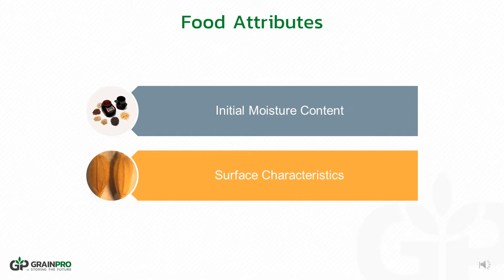The actual amount of water present in a given material will influence how fast it may be dried to a desired final moisture level. Commodities with high initial moisture dry much slower than food products with low initial MC.